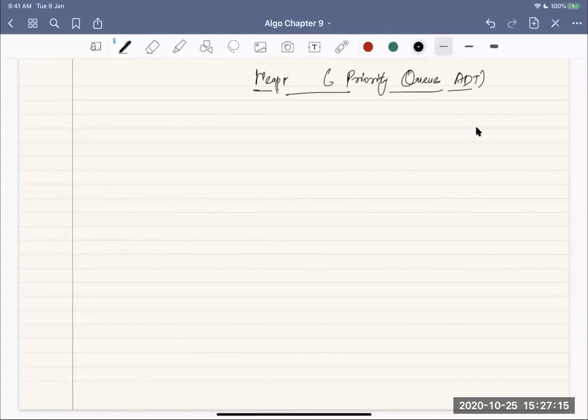So heaps are again binary trees. Okay, so that would take us back to binary trees, but there is some advantage in terms of implementation that we will see. So let me define a heap. A heap is a binary tree with the following property.